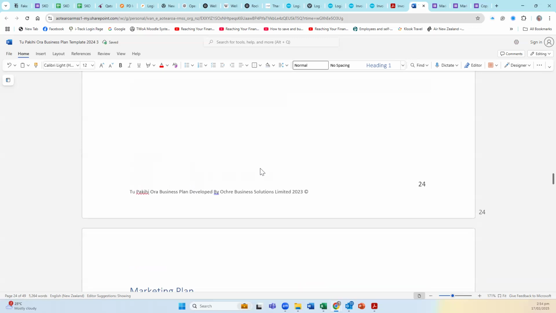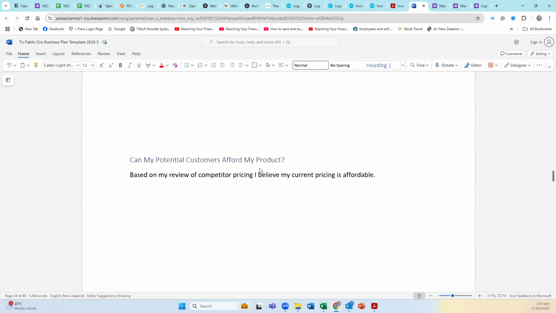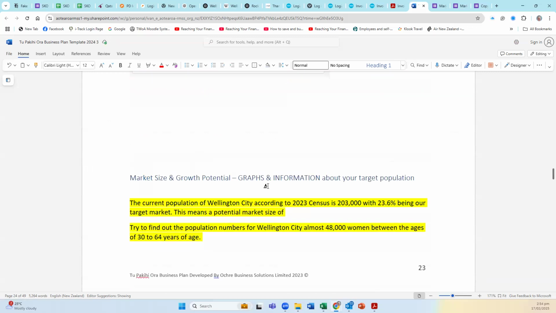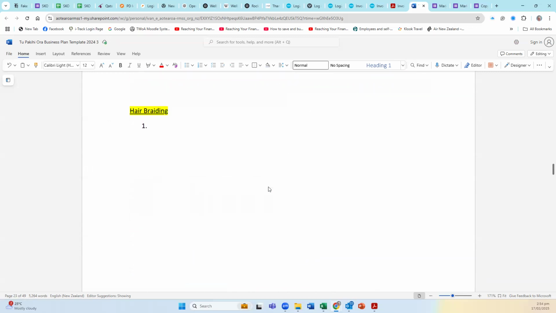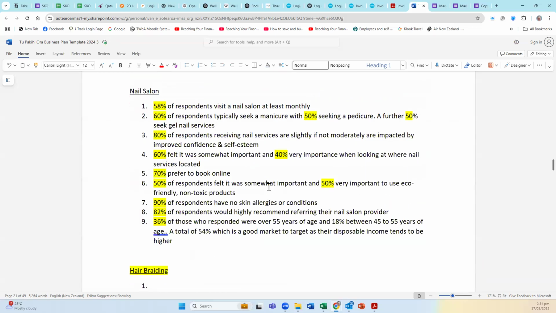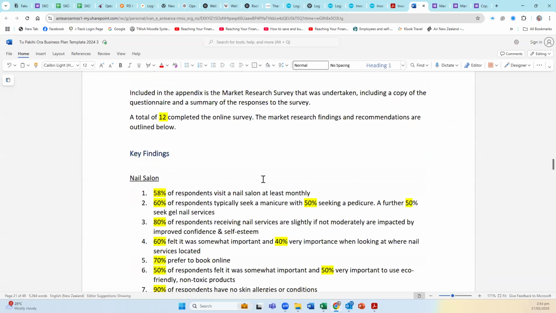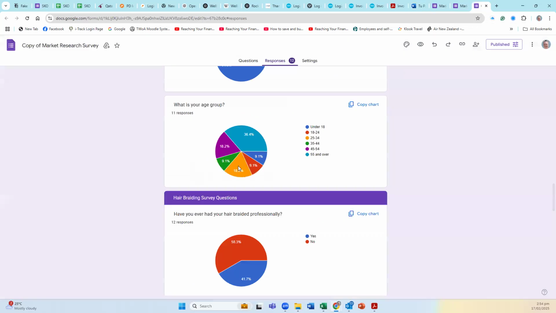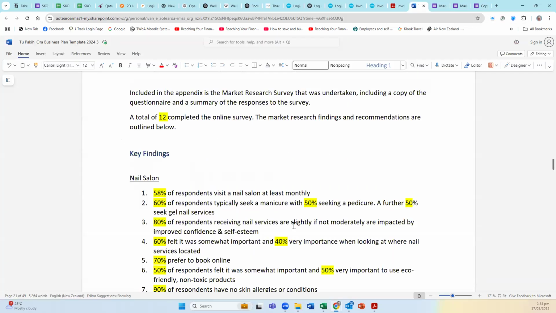So we've already covered the marketing plan. I've now just covered off the market research. What you need to do with the market research, as I said before, is get at least 30. 12 is just not enough. So we get 30, and once we've got 30, then we can update the percentages based on what comes out in the graph. So we update the percentages.